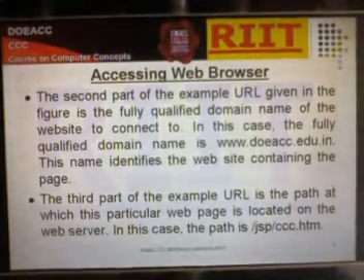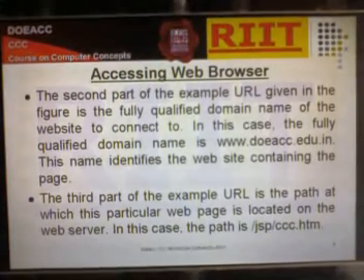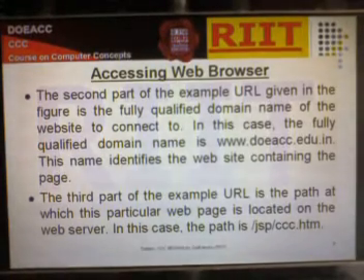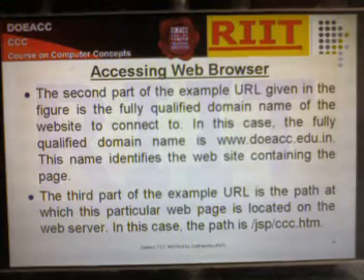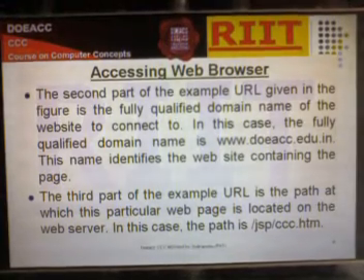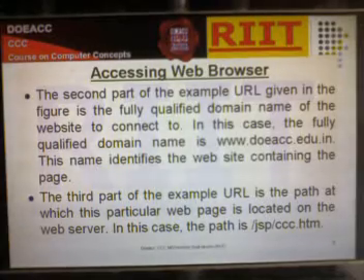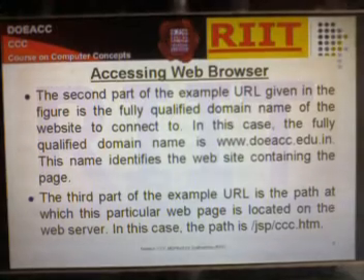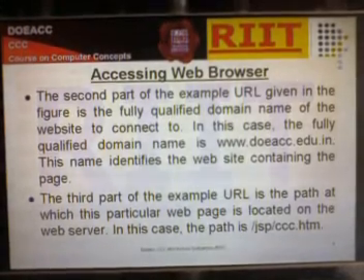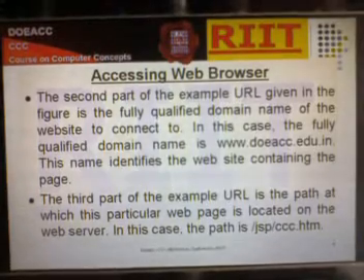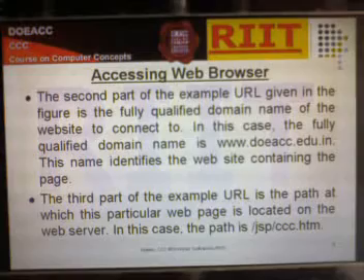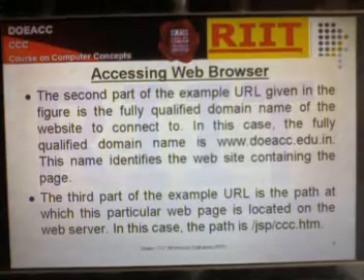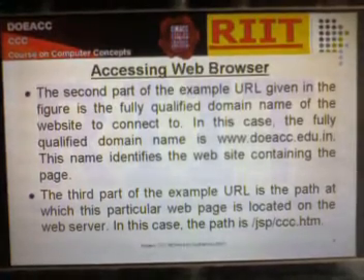The second part of the example URL given in the figure is the fully qualified domain name of the website to connect to. In this case, the fully qualified domain name is www.toeic.edu.in. This name identifies the website containing the page. The third part of the example URL is the path at which the particular web page is located on the web server. In this case, the path is /csv/cc.htm.